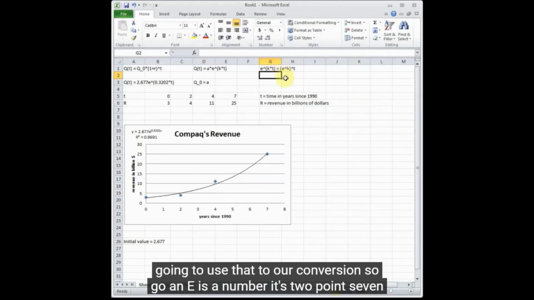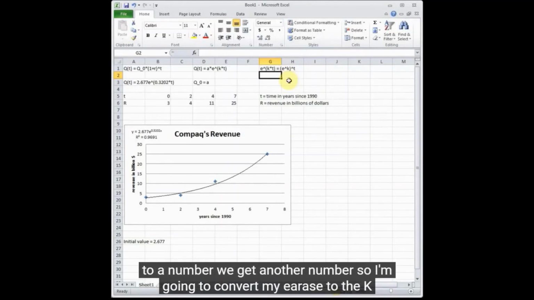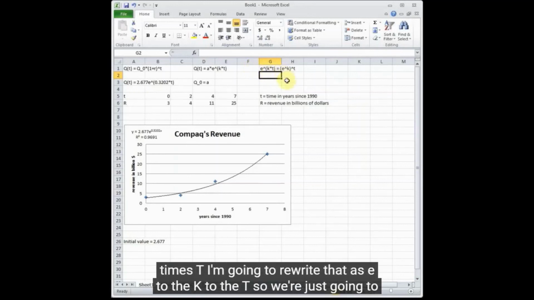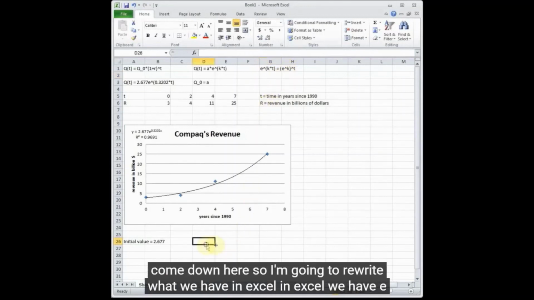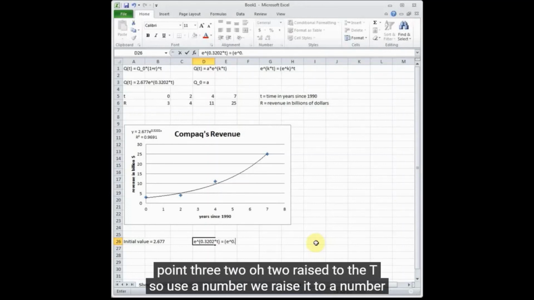So e is a number, it's 2.717 something or another. k is a number. If we take a number and we raise it to a number, we get another number. So I'm going to convert my e raised to the k times t. I'm going to rewrite that as e to the k to the t. So I'm just going to come down here and rewrite what we have in Excel. In Excel we have e raised to the 0.3202 t. Let's rewrite that as e raised to the 0.3202, raised to the t.